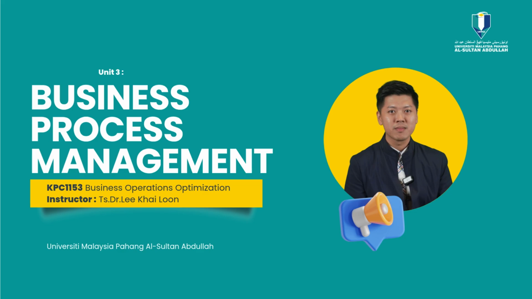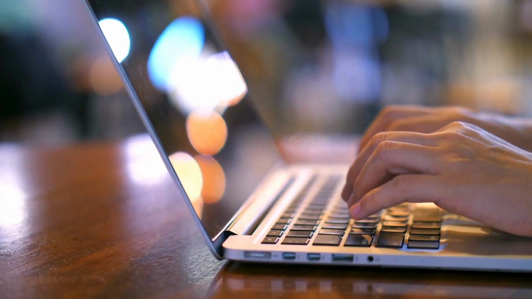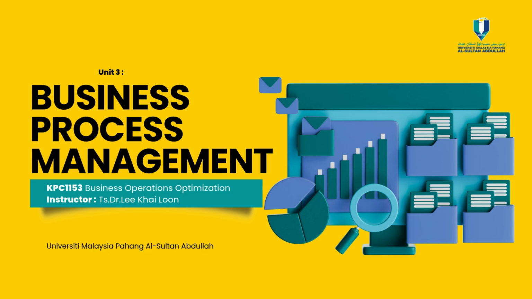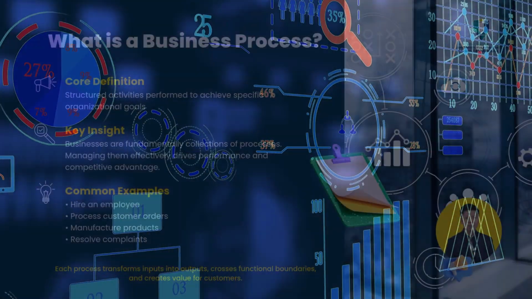Hello and welcome. In our previous units, we explored the broad landscape of operations and process management. Now, we're going to focus on the very lifeblood of an organization, its workflows. Welcome to Unit 3, Business Process Management, or BPM, the discipline of analyzing, improving, and re-engineering how work gets done.